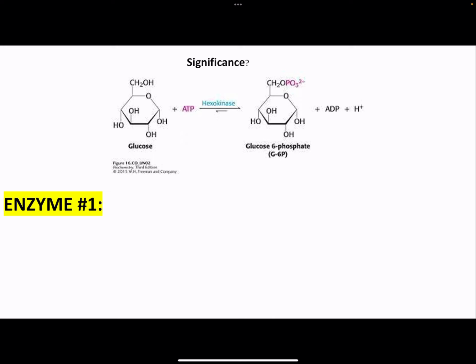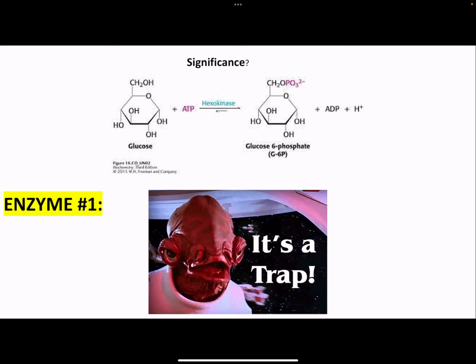Hexokinase is this first step. What is the significance here of this? It's a trap. So glucose is going to enter cells through a GLUT, G-L-U-T, glucose transporter. It's a transmembrane protein that lets glucose in.